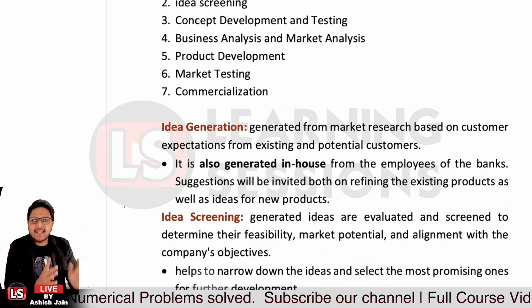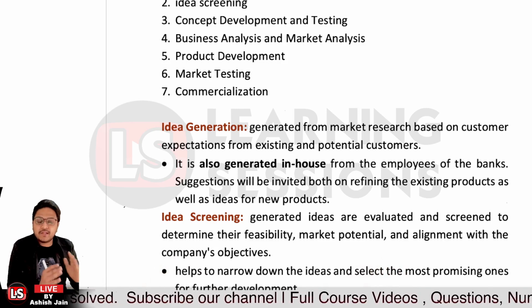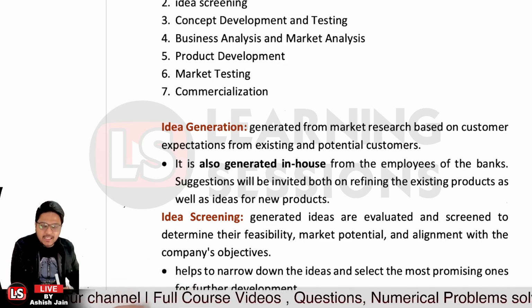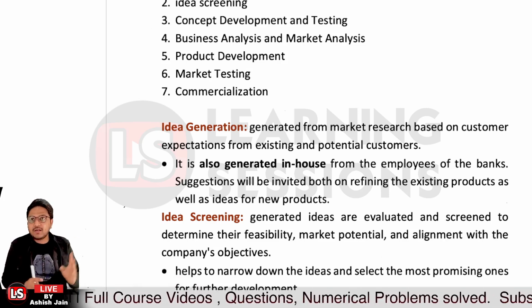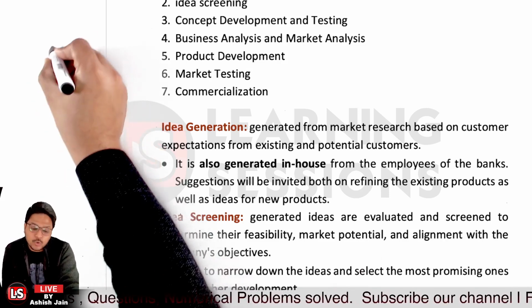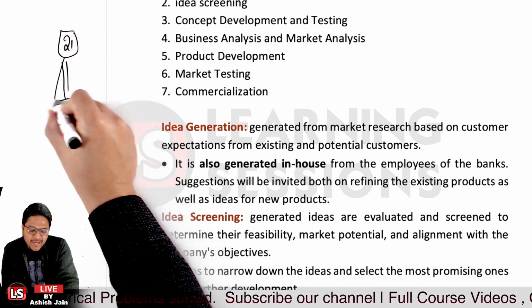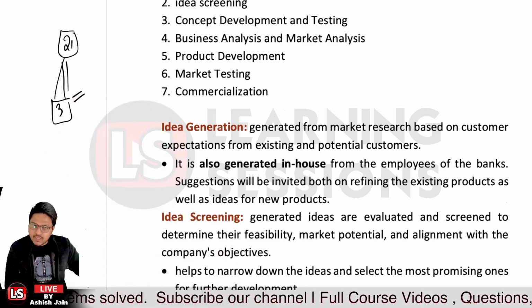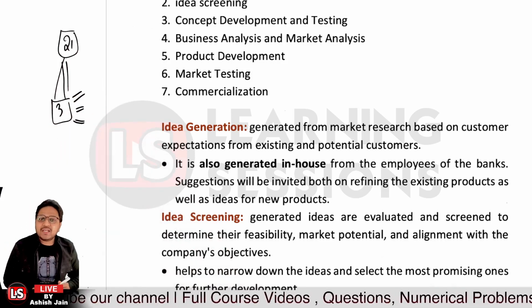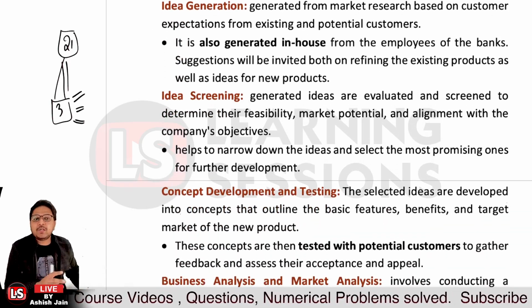And once the different ideas have been generated, it's the process of idea screening. We will be evaluating and screening the different ideas. We will be checking their viability, market potential, and alignment with the company's main objectives, and we can narrow our search. Let's say the total ideas generated were 21, and we narrowed it down and found only 3 ideas which are viable, market friendly, and aligned with the company's objective. That's idea screening, and after that it's concept development and testing.